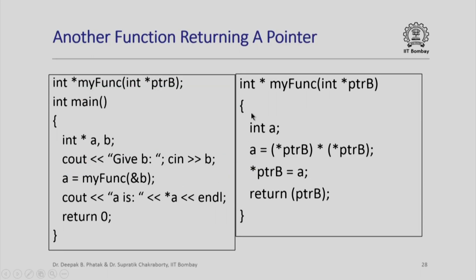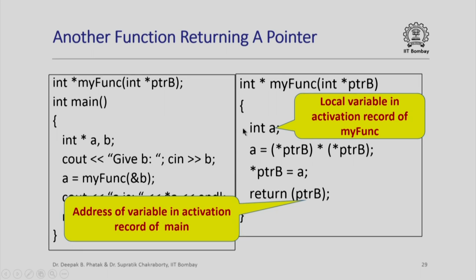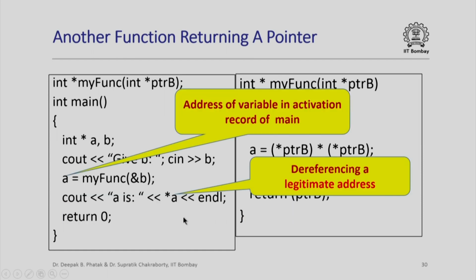On the other hand, here is an alternative program where I calculate the value of a and assign that value to the memory location whose address is given by the value of pointer b. And what was pointer b? Pointer b was the address of a variable in the main function. So when I return pointer b, I am returning the address of a variable in the main function. So although a is a local variable in my function, the address I am returning is in the activation record of main, and therefore I get a legitimate dereferencing.